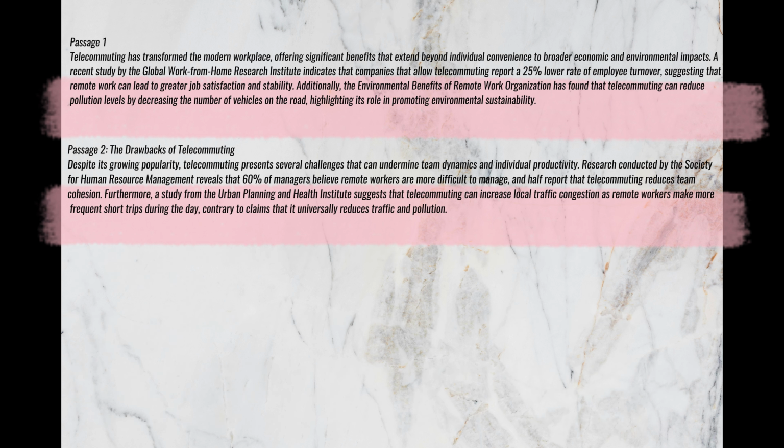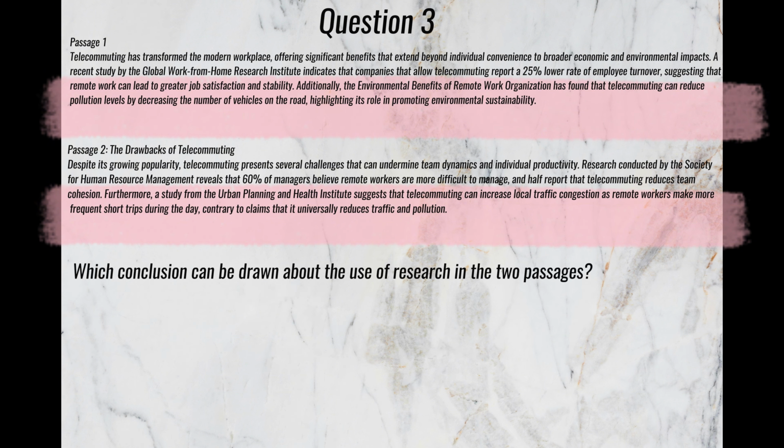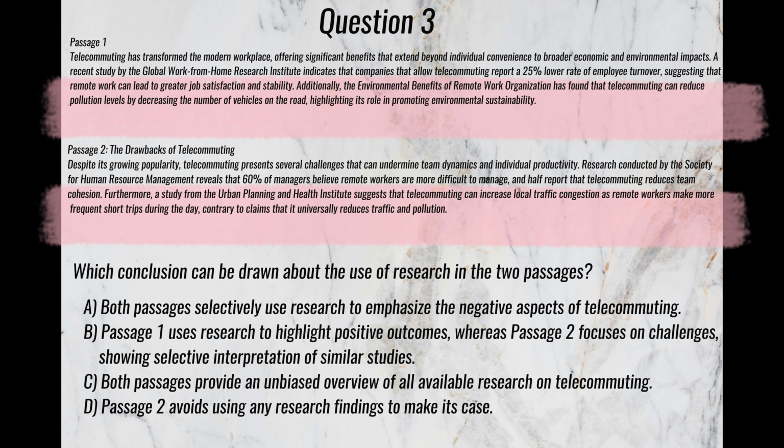I really like question 3 because it focuses on how research is used differently in the two passages. What is your answer here? You know my favorite words. Pause and reflect. While choice A and choice C suggest a biased or neutral overview, they don't capture the selective usage by both authors. Choice D is off track, as both passages do use research. Choice B is your best bet here. It correctly identifies that passage 1 highlights positive outcomes, whereas passage 2 underscores the challenges, showing a selective interpretation of similar studies to support their contrasting viewpoints.